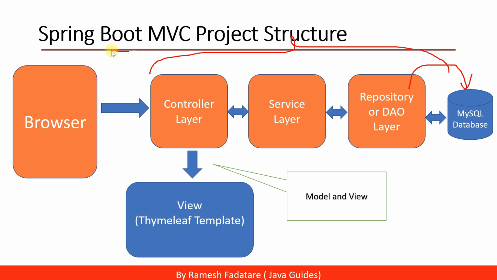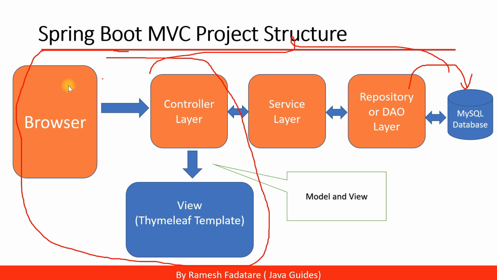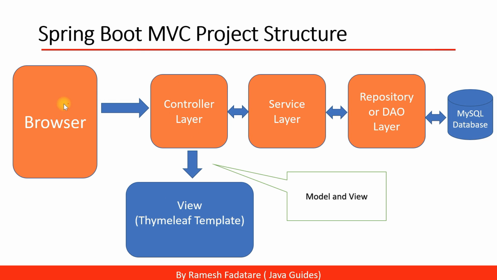Now let's come to Spring MVC architecture. Look here, this is the MVC architecture, or you can say MVC design pattern. We have a controller, a view, and there is one more component called model. The controller is basically responsible to process the request, and it will return model and view to the browser to render the page.